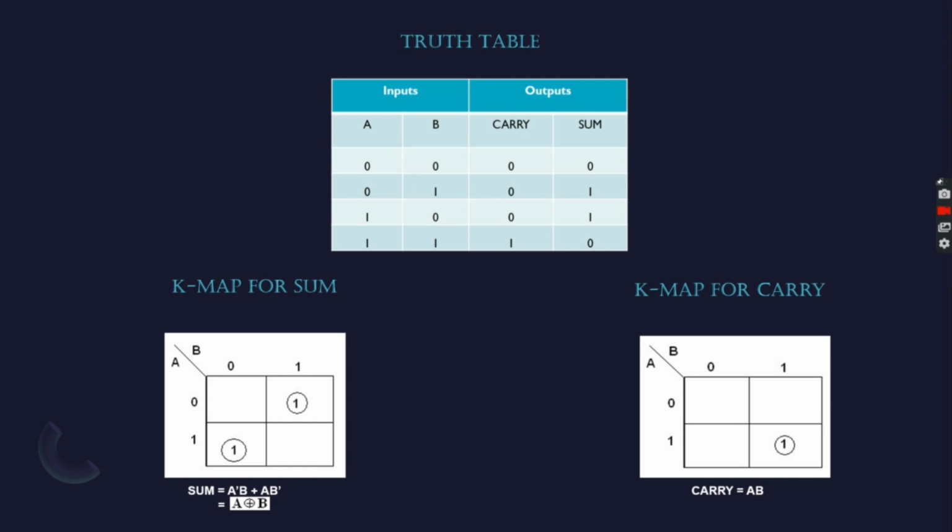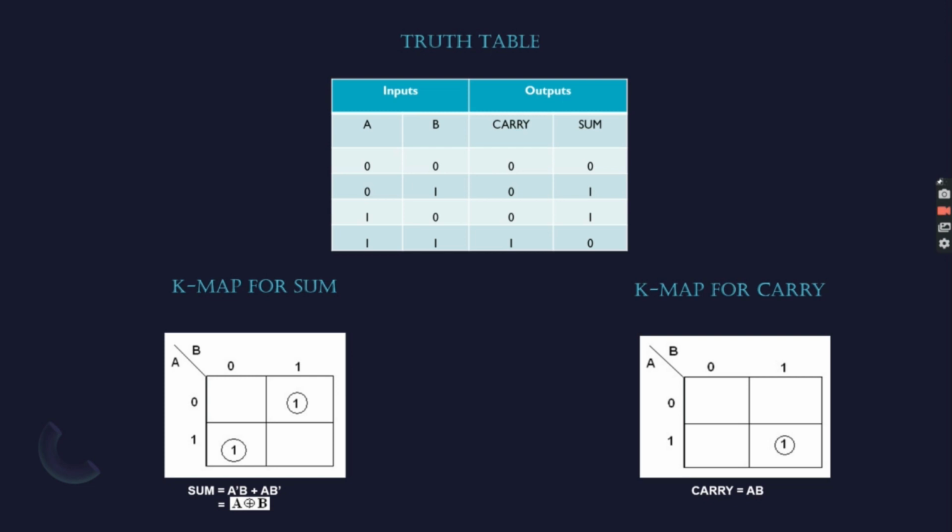Truth table for half adder. The inputs are given as A and B and the outputs as carry and sum. If A is 0 and B is 0, the carry is 0 and sum is 0. If A is 0, B is 1, carry is 0 and sum will be 1. If A is 1, B is 0, carry is 0 and sum will be 1. If both of the inputs are 1, the carry will be 1 and sum will be 0.